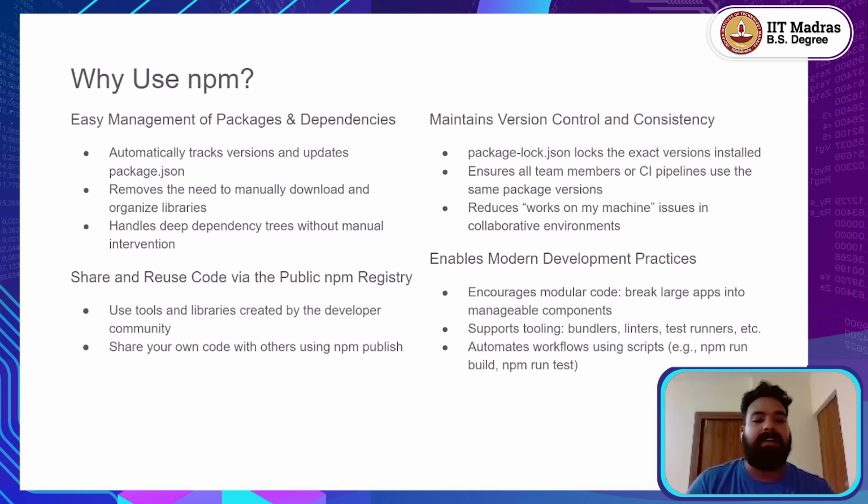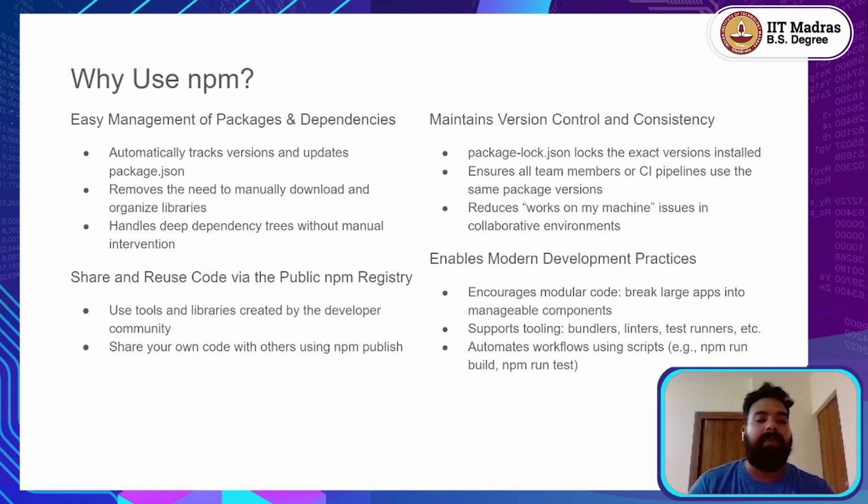npm also plays a critical role in maintaining version control and consistency across teams and environments. The package-lock.json file locks down the exact version of packages installed in your project. This ensures that whether it's you, a teammate, or a continuous integration pipeline running your project, everyone is working with the exact same versions of the dependencies. This consistency is key to avoiding the infamous "works on my machine" problems that can plague collaborative projects.